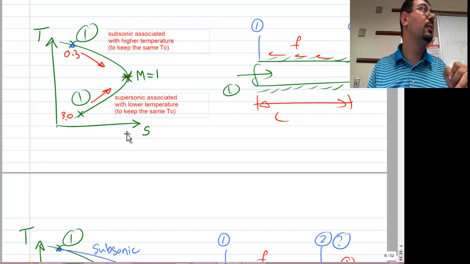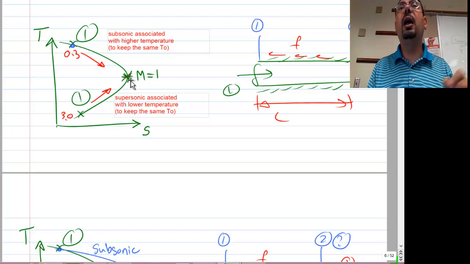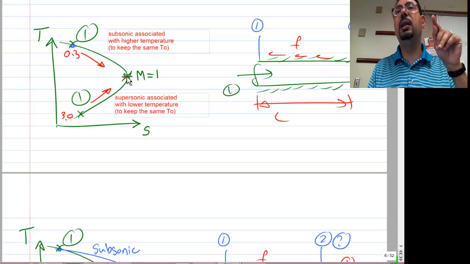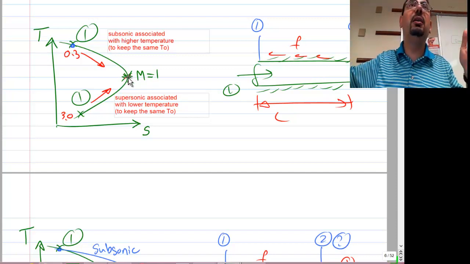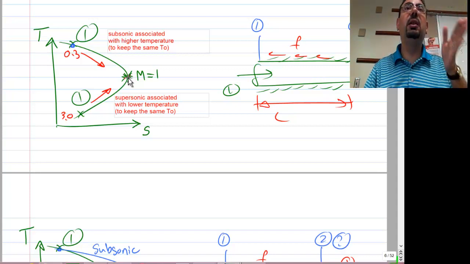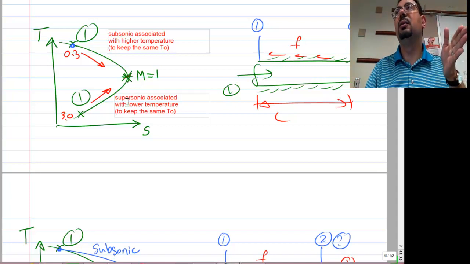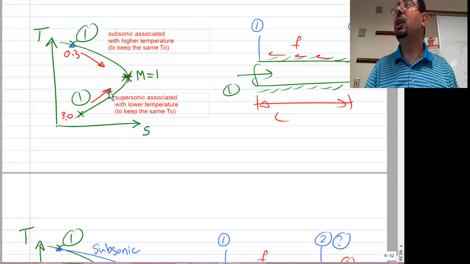The air gets hotter. But I have to leave this point. I'm trying to explain that I cannot stay here. If I stay here for the next 5 meters after I hit Mach 1, that means that I have the same entropy. You change your T-naught? You change the curve, right. You switch to a different curve.